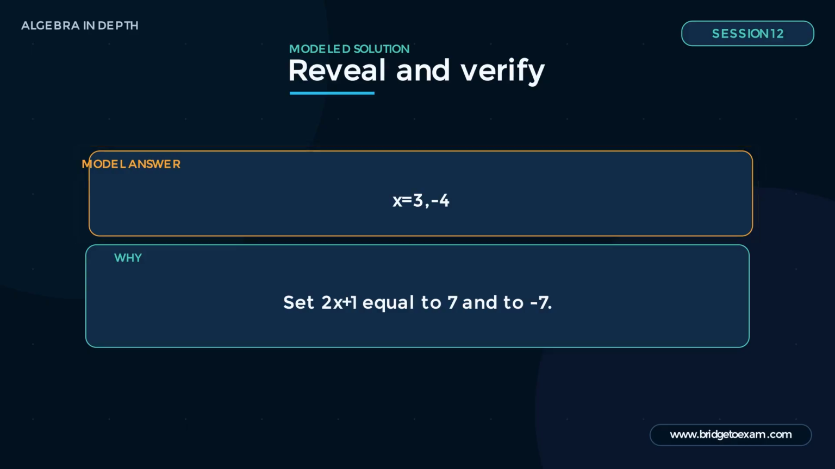Here is the modeled solution. The answer is x = 3 or x = -4. Set 2x + 1 equal to 7 and to -7. Verify it against the exact wording before moving on.